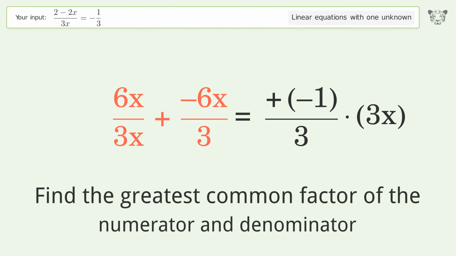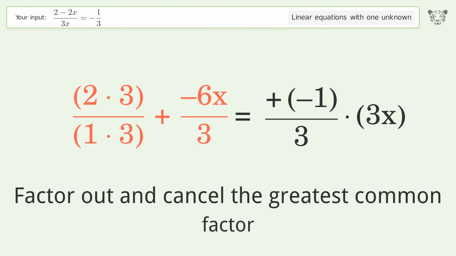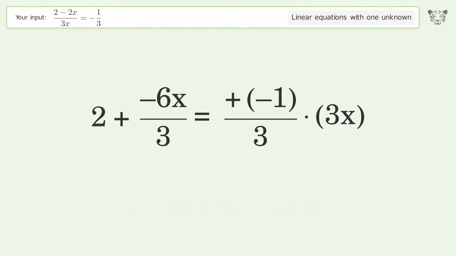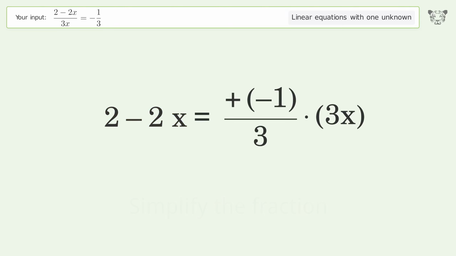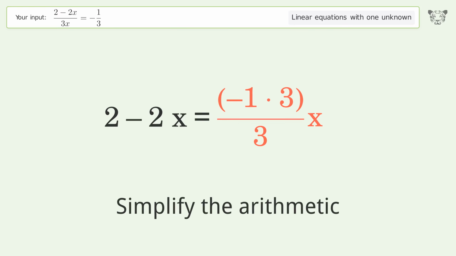Find the greatest common factor of the numerator and denominator. Factor out and cancel the greatest common factor. Simplify the fraction. Multiply the coefficients. Simplify the arithmetic.